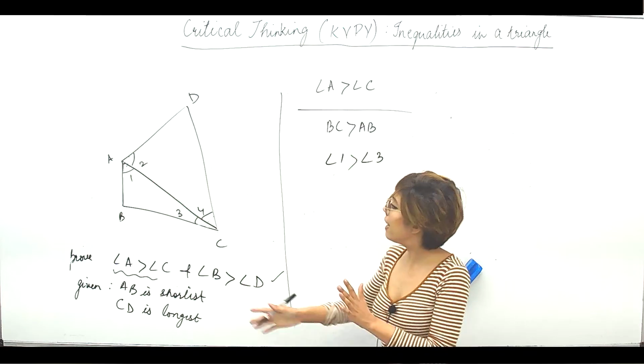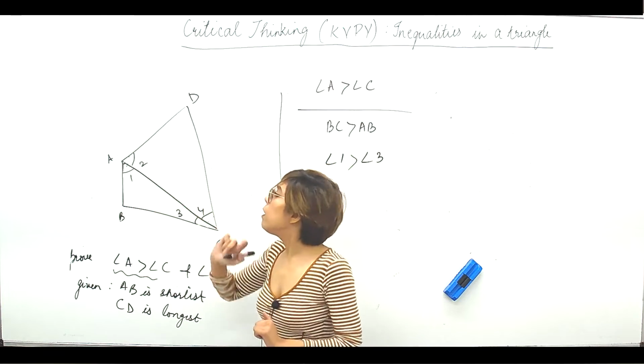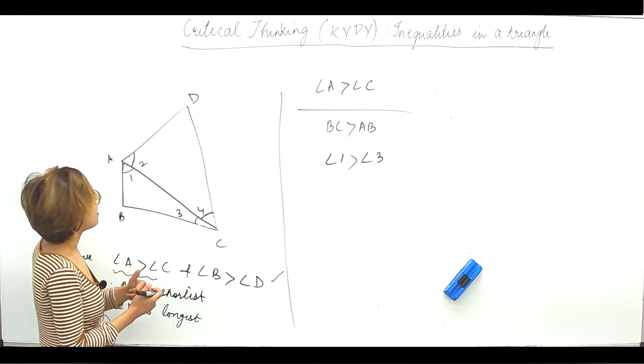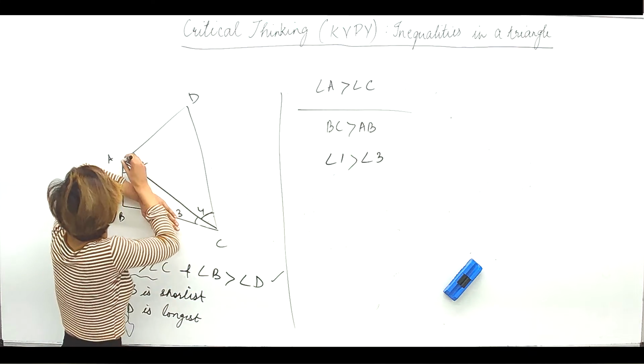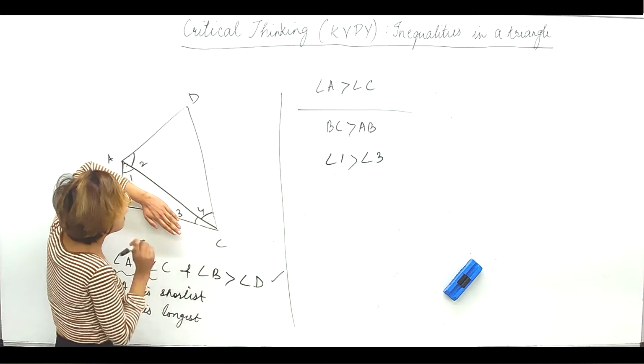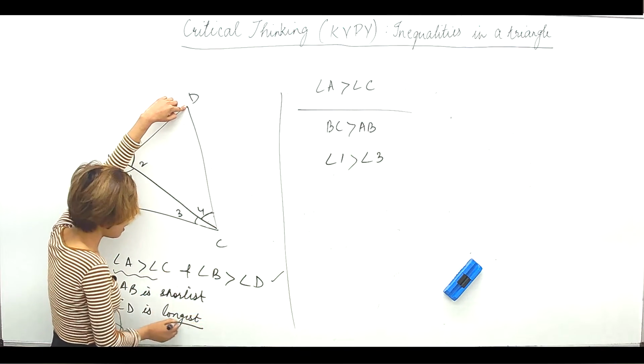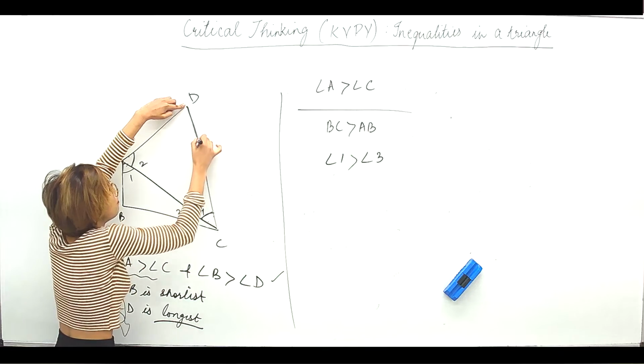Done. Right? This is greater than this. Now let me talk about angle 2 and angle 4. Right? Okay. So let me consider ADC. Now I know that DC is the shortest. No. It is the longest side. This is the longest one.